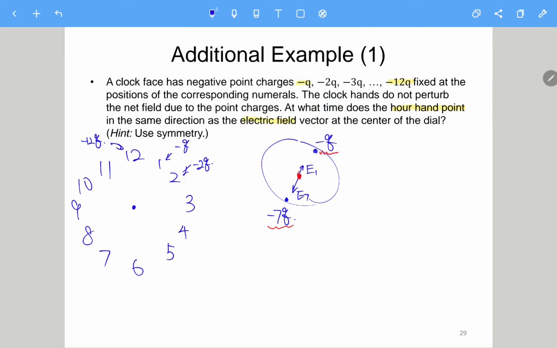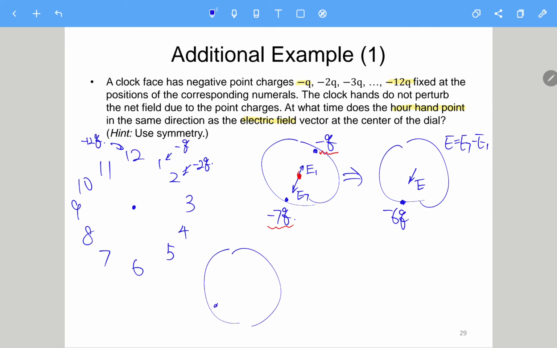Which means we can cancel one of the Q, so that we have a minus 6Q here, and it generates an E field like this, which will be E. E is E7 minus E1. And likewise, if we have a negative 8Q and a negative 2Q here, then minus 2Q will be cancelled, so we have E pointing to that side, right?